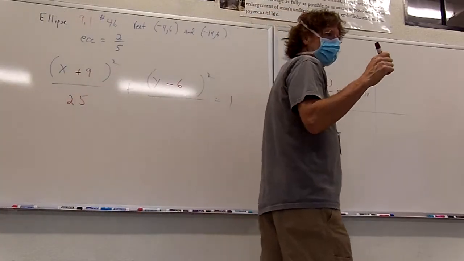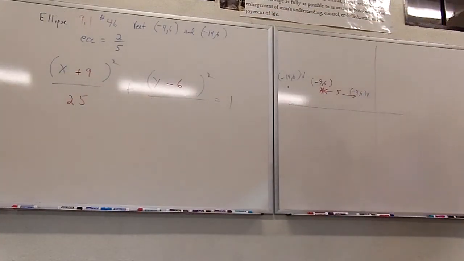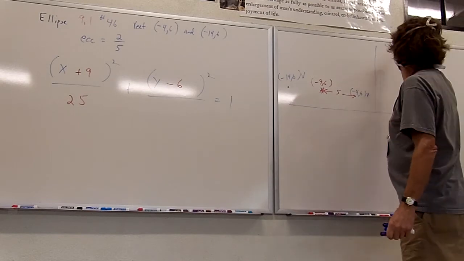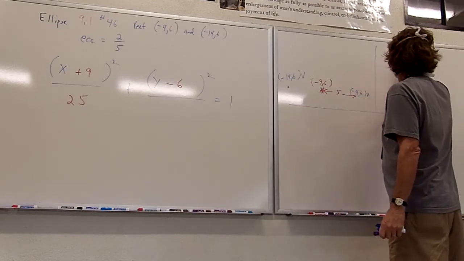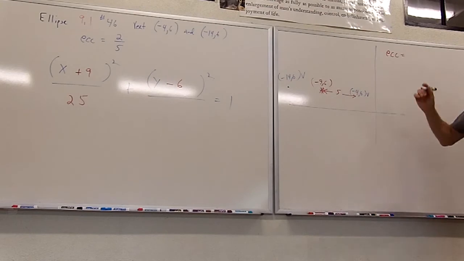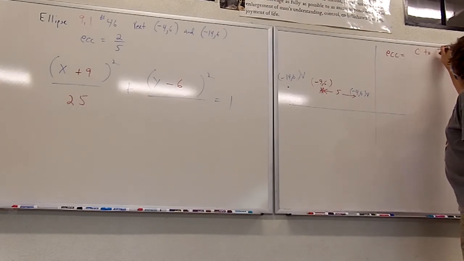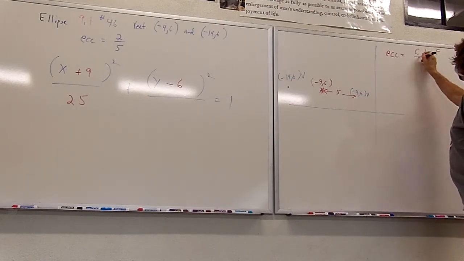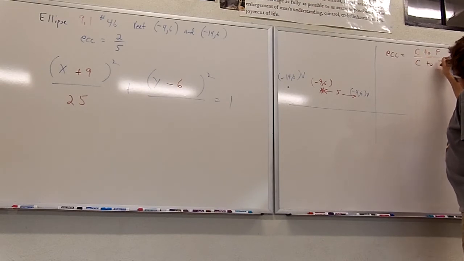I know it's 5 from here to here. All right. Miss Flowers, you told me just a second ago what the eccentricity formula is, right? What is it? It's center to focus over center to vertex.